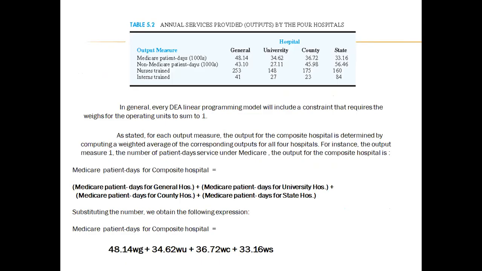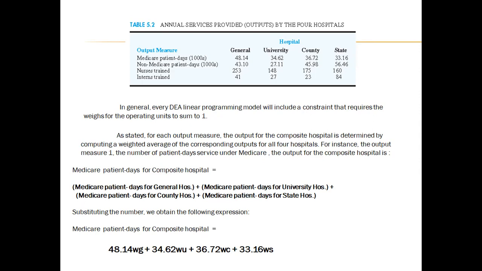Okay, so right now we have table 5.2. A while ago, table 5.1 showed the inputs for the four hospitals, and right now we will be checking the outputs for the four hospitals. So remember the four measures that I have discussed a while ago. This is the output, and the input is the one that we have discussed a while ago, the one that has three examples.